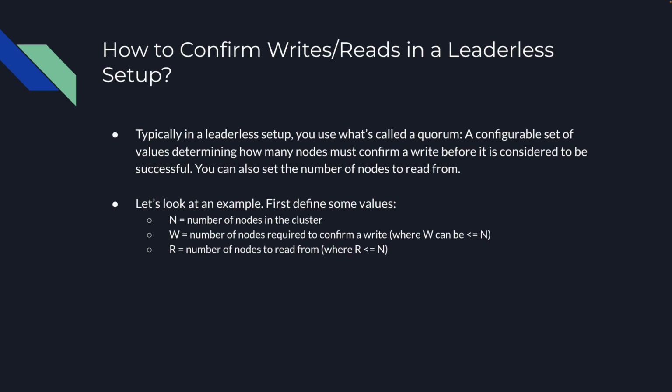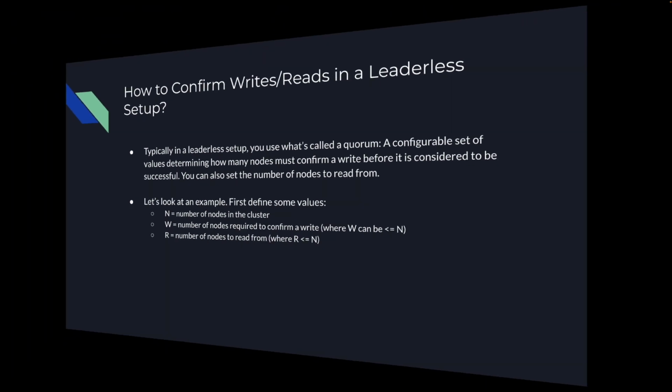And let's look at some examples, and we're going to first define some values. Let n be the number of nodes or replicas in our cluster. Let w be the number of nodes required to confirm a write, where w can obviously be less than or equal to n, where n, remember, is the number of nodes in the cluster. Similarly, r is the number of nodes required to read from, where r is less than or equal to n.